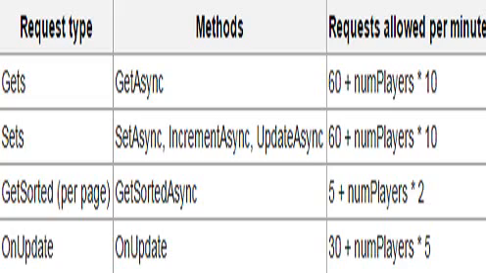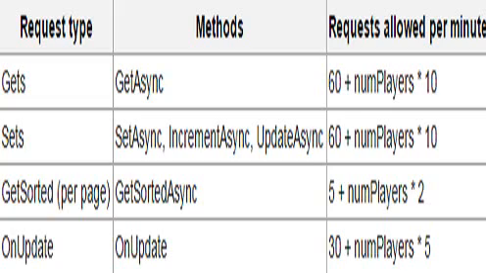So 60 plus number of players times 10. Basically it's saying if you have one player in the server, you have 60 plus 10, so 70 requests allowed per minute. Say you had 20: 60 plus 200, so 260. It's that kind of concept all the way through.